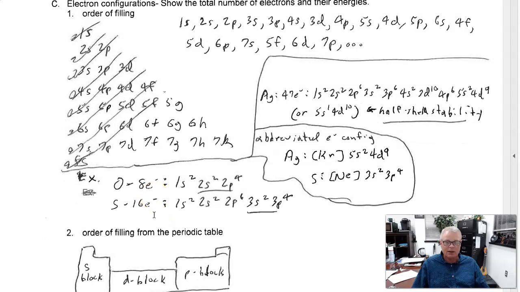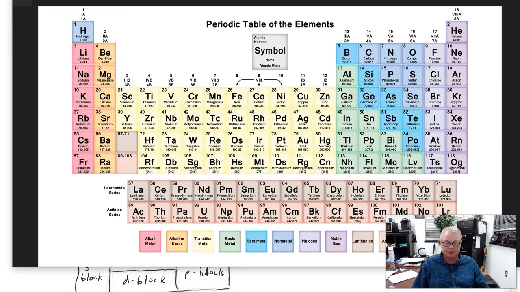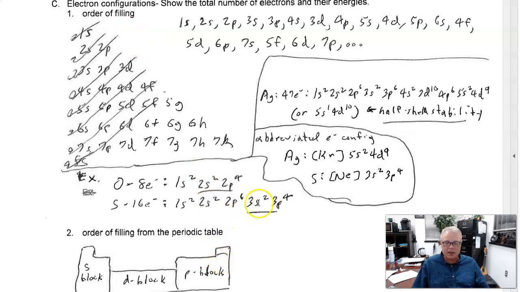Okay. Let's take a look at sulfur here. If you look at the periodic table, sulfur has 16 electrons in it. So where are those 16 electrons in a sulfur atom found? Well, the first two go into the 1s, so 1s2, 2s2, 2p6, 3s2. Okay, after 3s2, where do I go? I go 3p. How many electrons do I need to put into that p? Remember, I only need 16 electrons.